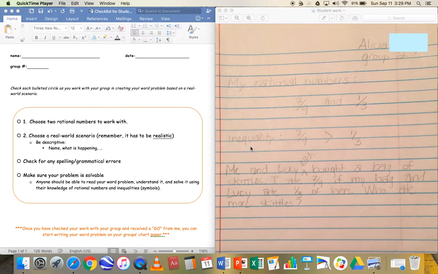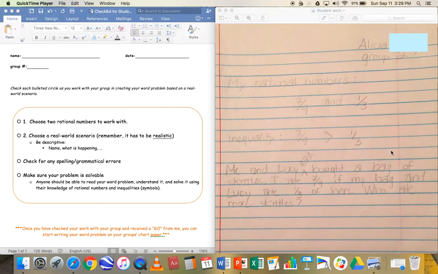So here is the student work that I have. The student's name is obviously blocked out, the last name, but the first name is Alicia, and she was in group 2. And these are the rational numbers that she chose. Here's her word problem that she created with her group, and she pretty much solved it right there.